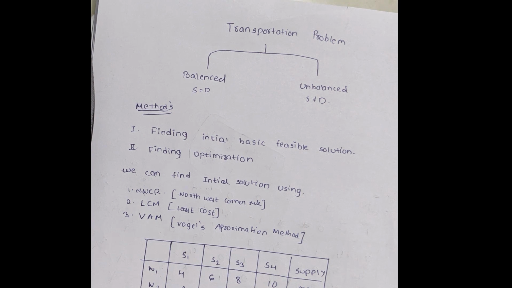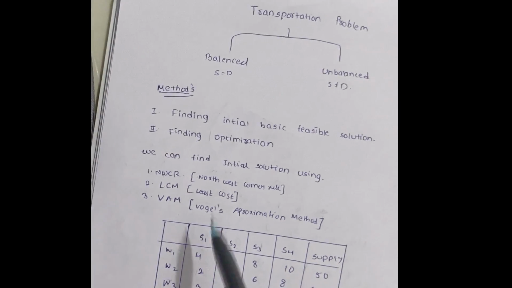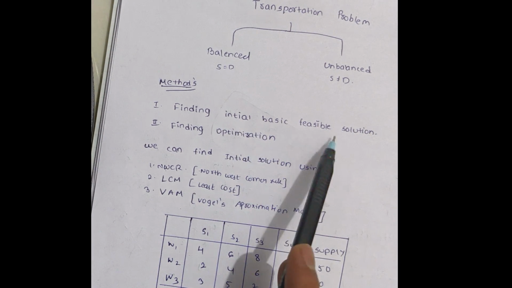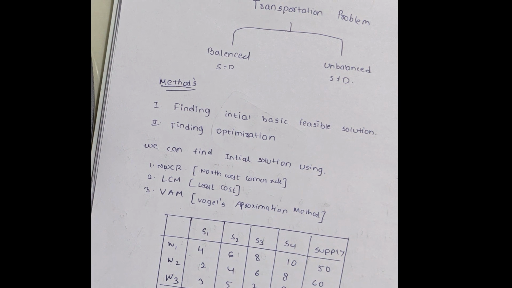But before finding the optimization, we have to find the initial basic feasible solution. So there are two steps: first, finding the initial basic feasible solution, and second, finding the optimization. For finding the initial basic feasible solution there are three methods: NWCR, the northwest corner rule; LCM, the least cost method; and VAM, Vogel's approximation method.